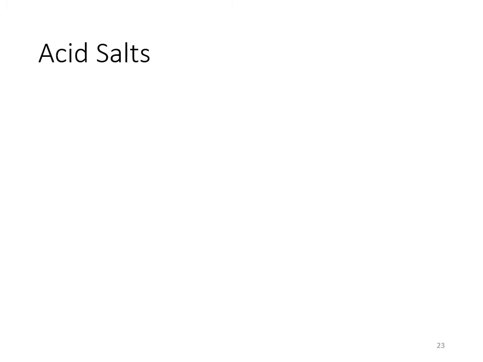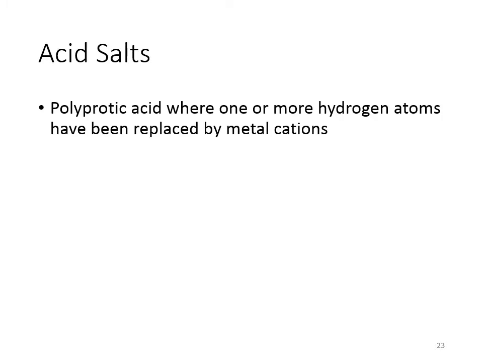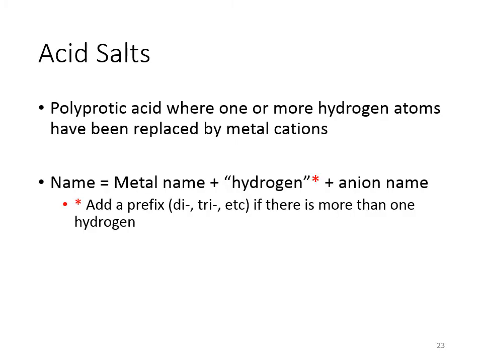Finally, let's look briefly at what are called acid salts. Acid salts are polyprotic acids. Polyprotic means more than one hydrogen. And one or more of the hydrogens in the acid has been replaced with metal cations. They're providing some of the positive charge rather than hydrogen. So we have a mixture of a metal plus hydrogen plus an anion. So we're going to name it that way.